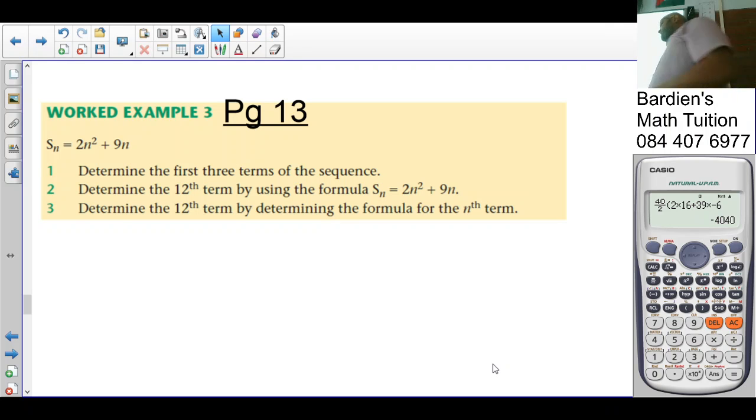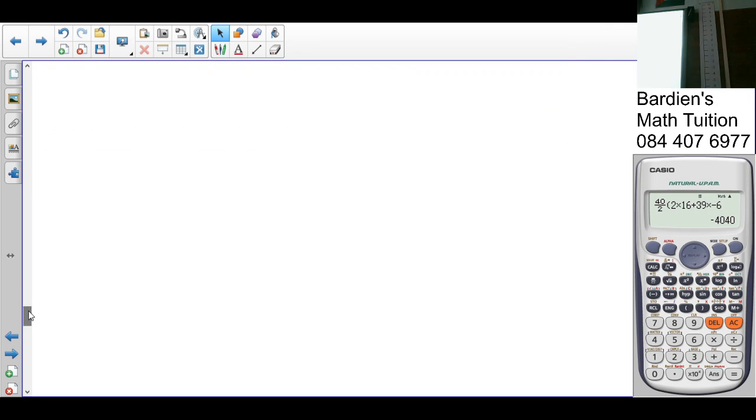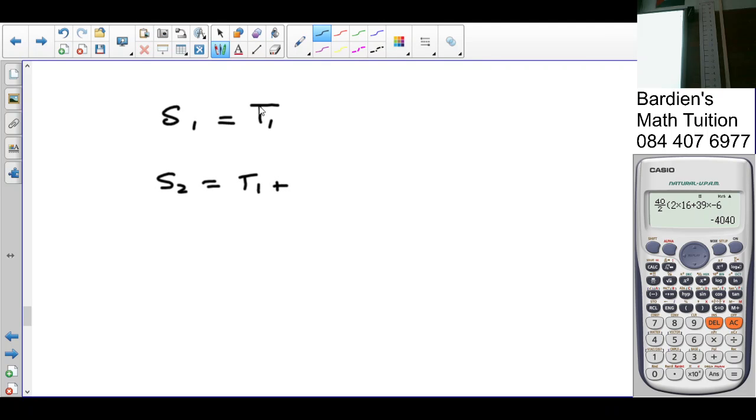So I just need to bring your attention to something different. Okay? If you are given term 1, term 1 is the same as the sum of one term. Not so. Okay. We go S2, that will be term 1 plus term 2. Not so.